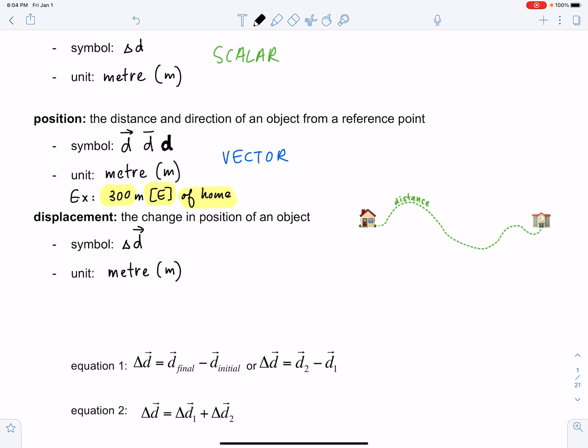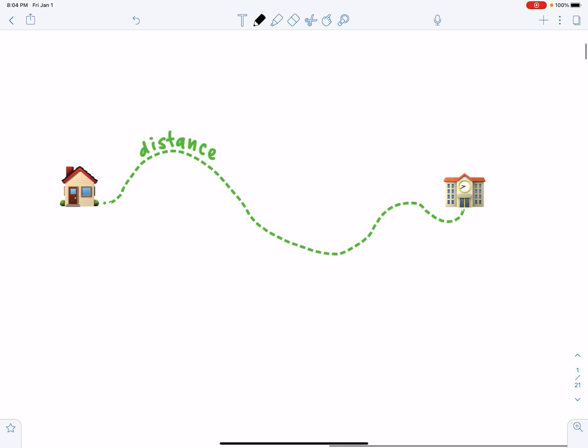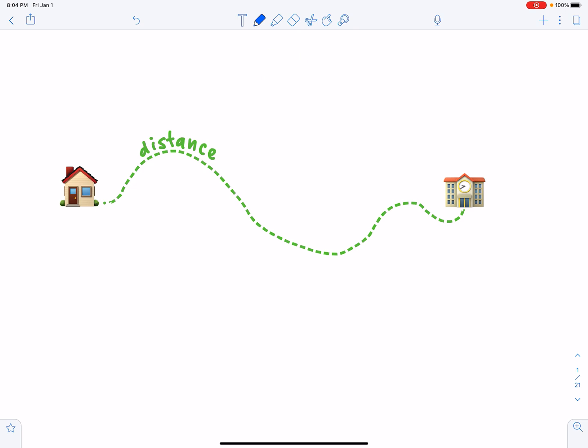If we look at our example where the student traveled this curved path to get to school, we could define the displacement as the change in position. So position number 1 is right here, home. We'll call it the initial position. And position number 2, or the final position, is the school. This person changes their position in going from home to the school.